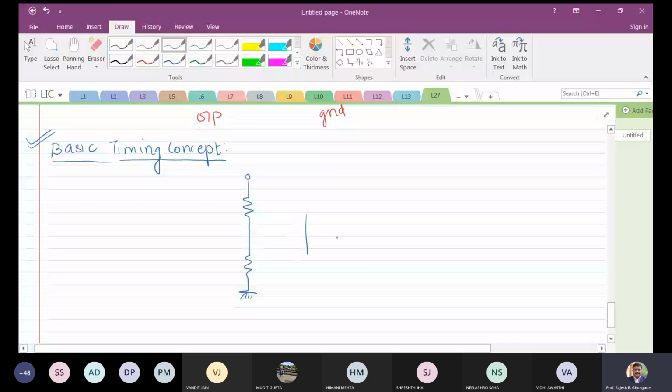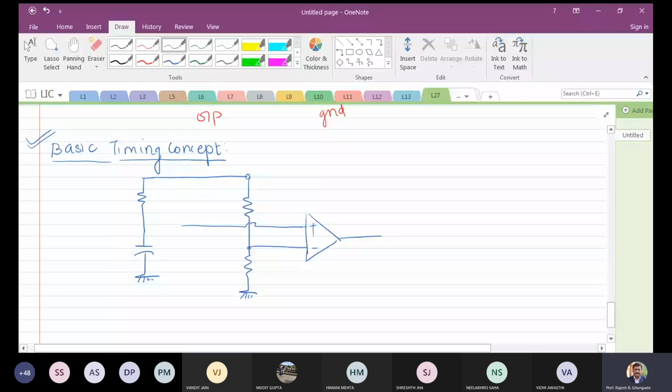This is just a comparator, right? And I'm having a resistor here and a capacitor here. Let us call this R, this C, tying this to this point. From the same point, I'll be using a transistor as a switch, which literally shorts the capacitor.